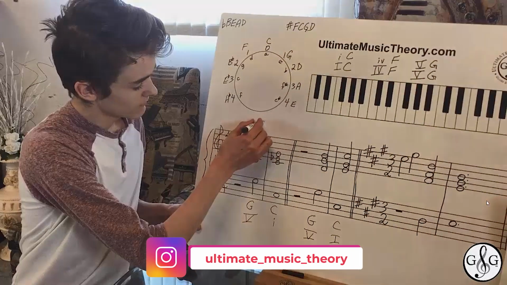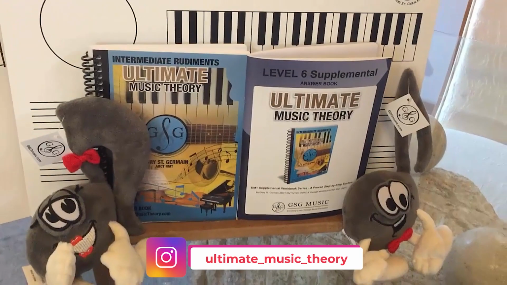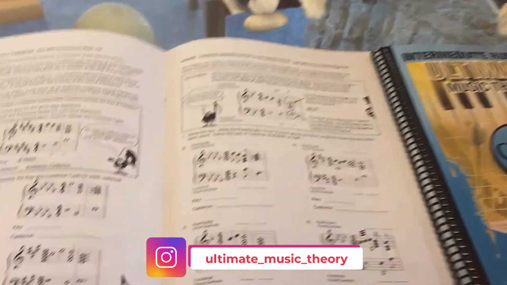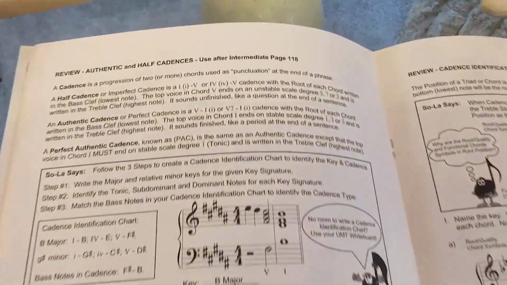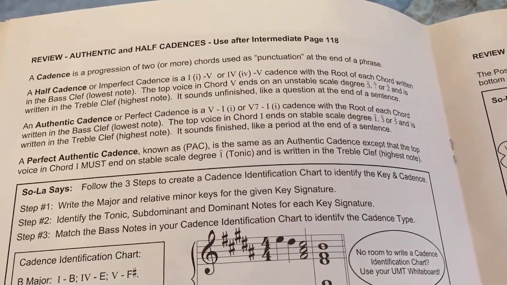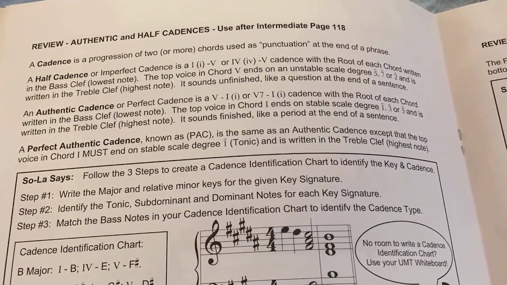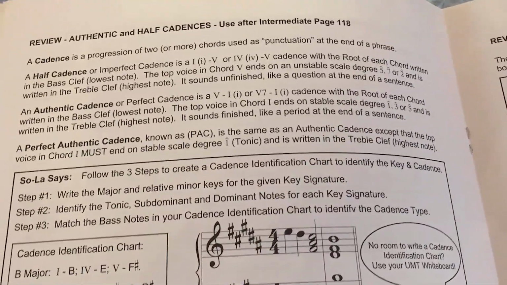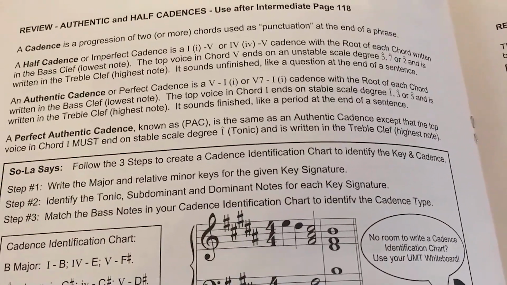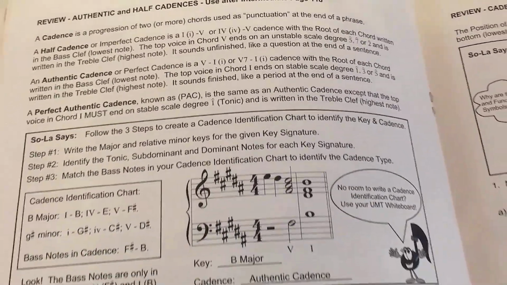So let's watch Quinn. All right, so now Quinn, I'm assuming you've done your homework, correct? Yes. And so you have finished up to page 118 in the Intermediate Rudiments workbook, and now we're on page 40 in the Supplemental Level 6 workbook, learning about the half cadence, the authentic cadence, and today we're going to talk about what is a perfect authentic cadence.